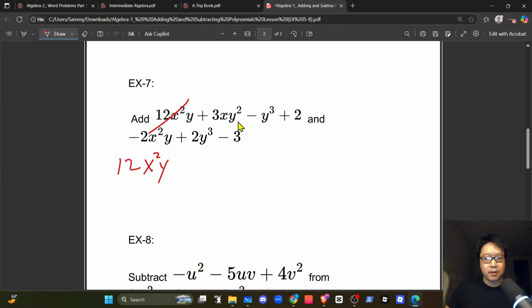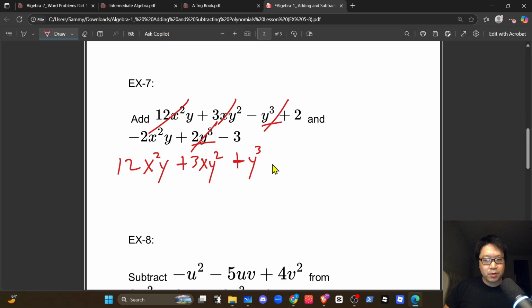3xy squared, does that have a like term? It does not. So we can do the same thing. Y cubed does have a like term. So that's a like term and that's a like term. So negative 1 and 2. Positive 2 and negative 1 is going to give you positive 1, or just y cubed. Okay, so we can cross those off.